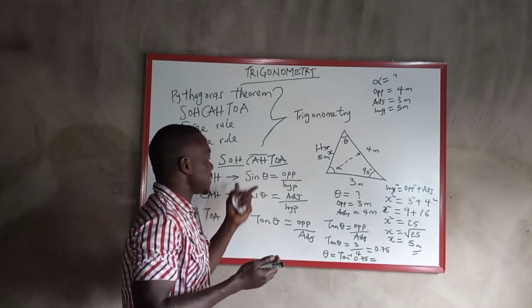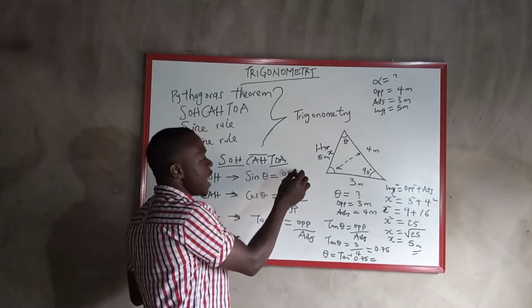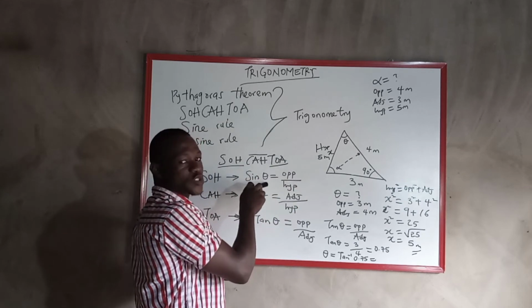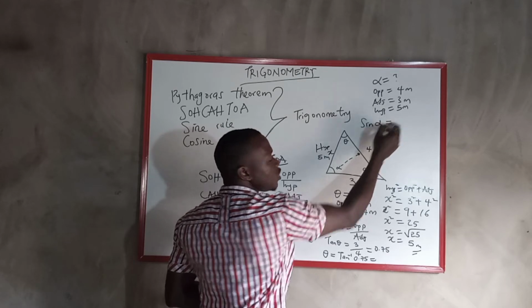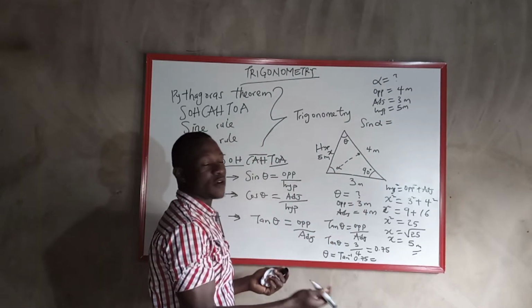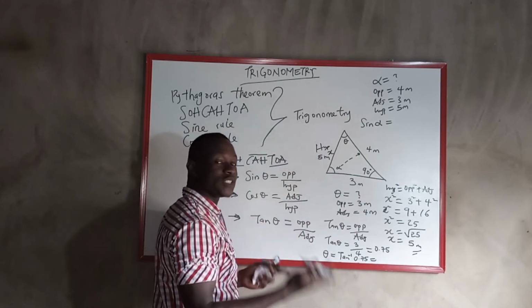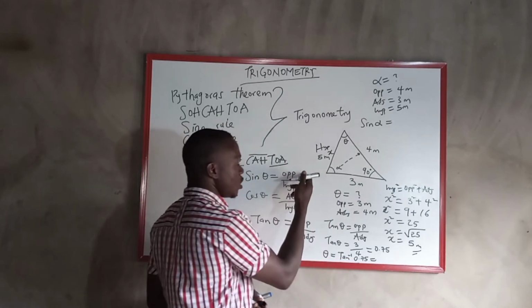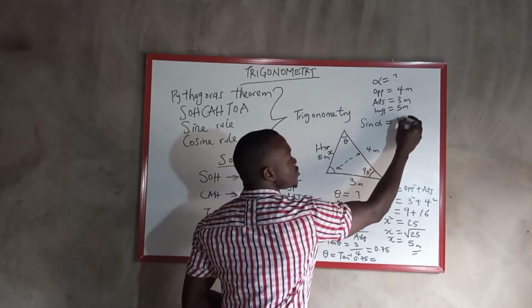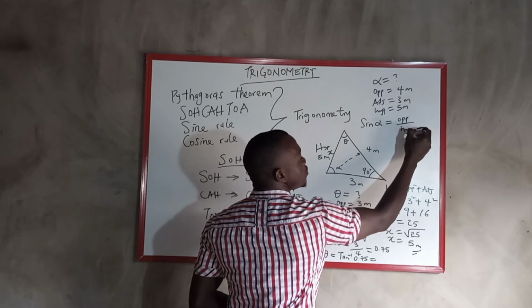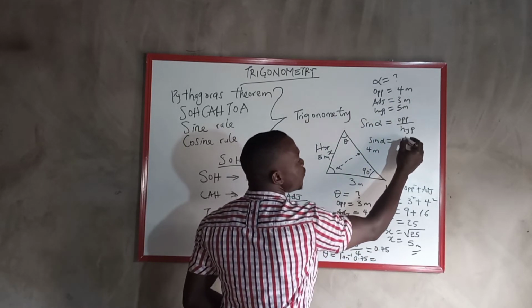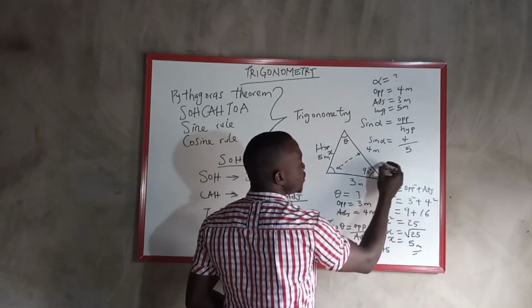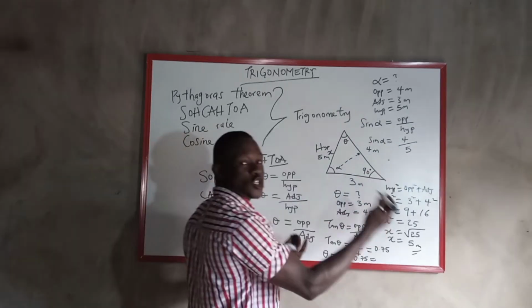So let's apply sine instead, because we have this and this. We have this as unknown, so let's apply sine. So it will become sine alpha, no longer theta. Theta is just the name of the angle. Now we're looking for alpha, which is the name of another angle, is equal to what? Opposite over hypotenuse. Now we have sine alpha is equal to opposite, 4, over hypotenuse, 5. So what is 4 over 5? 0.8.